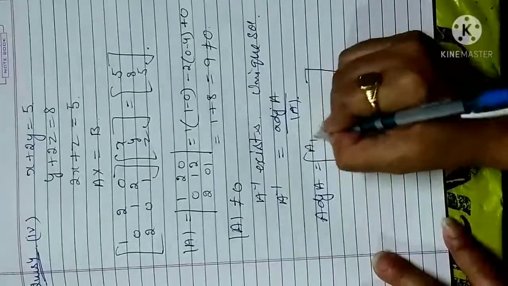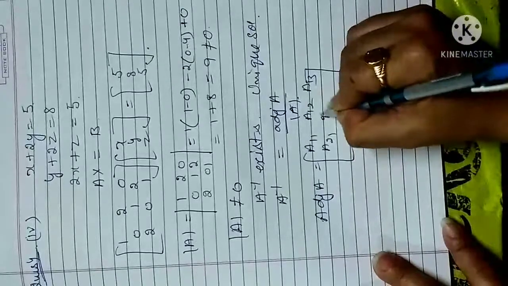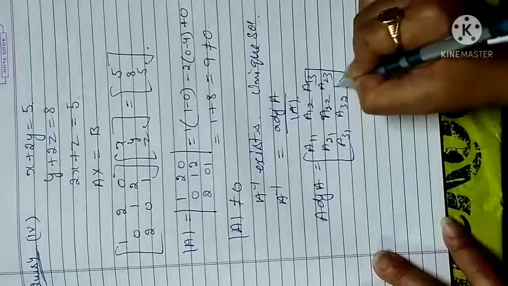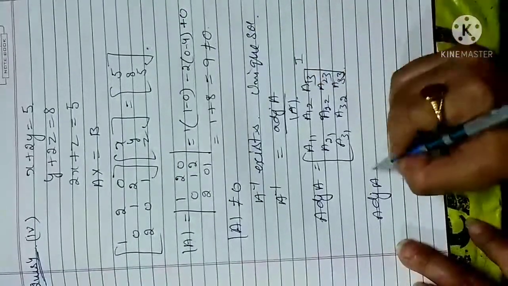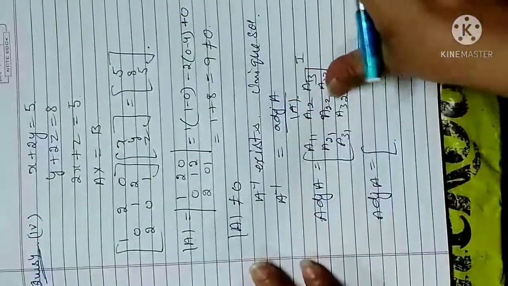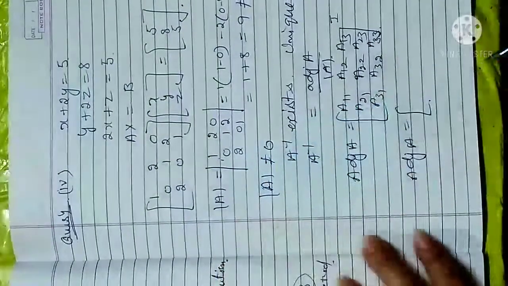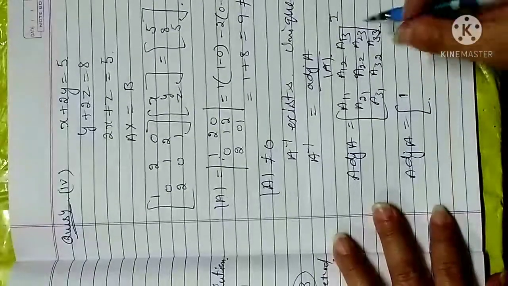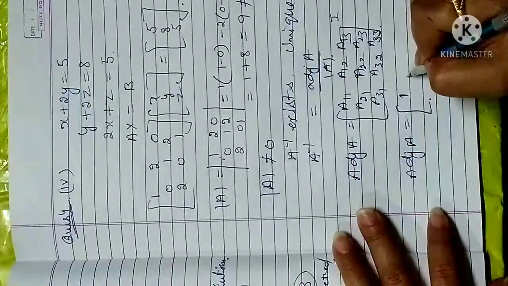For finding the adjoint A, I need the cofactors of each position: first row first column, first row second column, first row third column, second row first column, second row second column, second row third column, third row first column, third row second column, and third row third column. Then adjoint A is the transpose of that. So when you go with first row first column, in my A matrix, when we convert into the determinant form, the connected element is 1 and the position sign is positive. Now first row second column, the connected element is 4 and the position sign is negative.